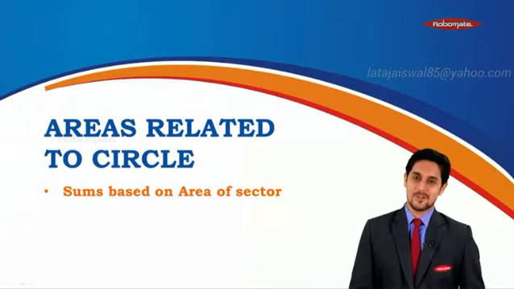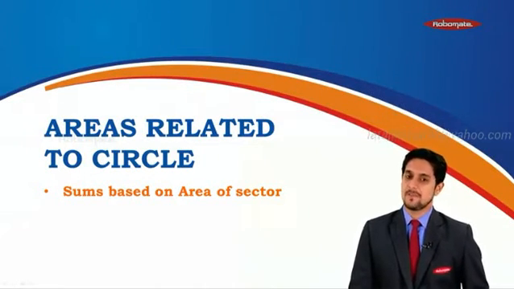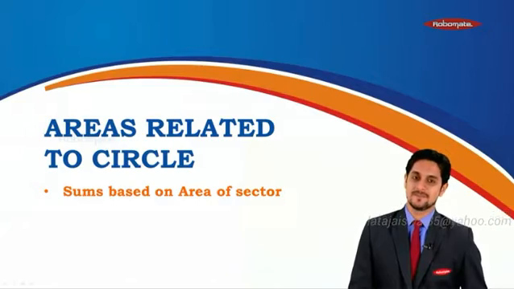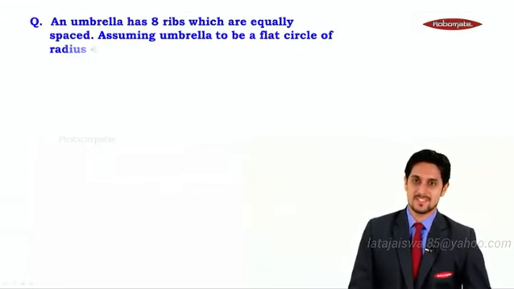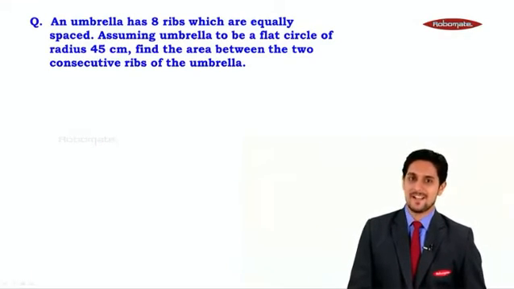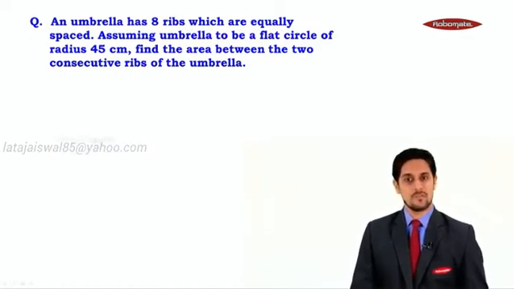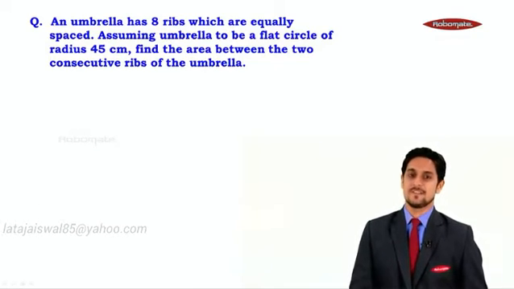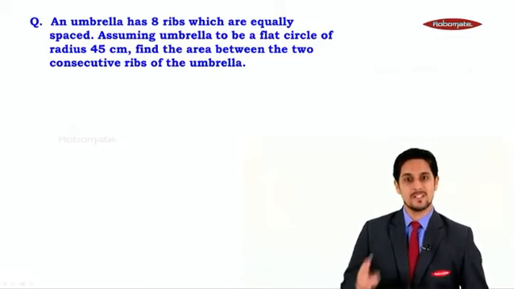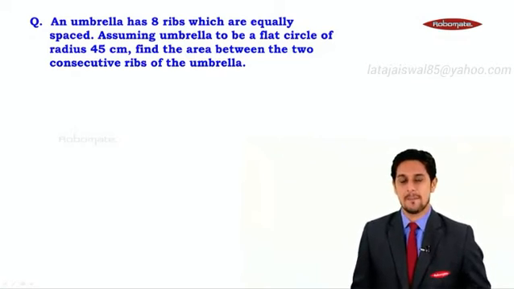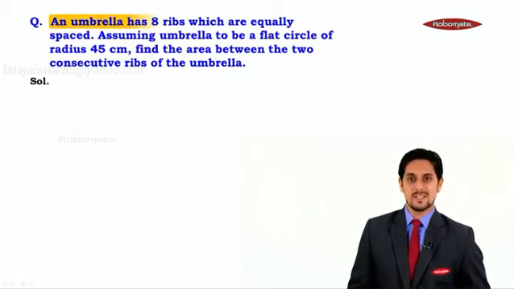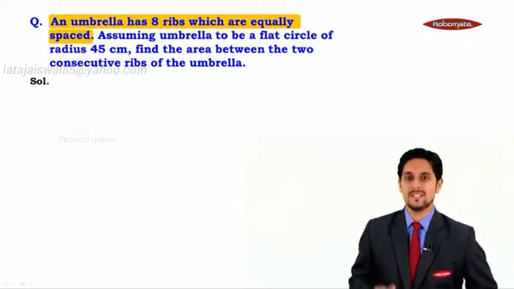Students, in this module, we shall continue with the sums based on area of a sector. Let's go through this beautiful question which says, an umbrella has 8 ribs which are equally spaced. Assuming the umbrella to be a flat circle of radius 45 centimeters, find the area between the 2 consecutive ribs of the umbrella.